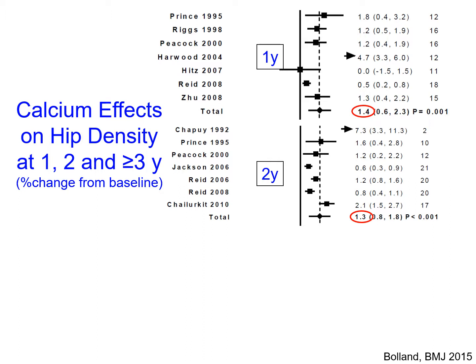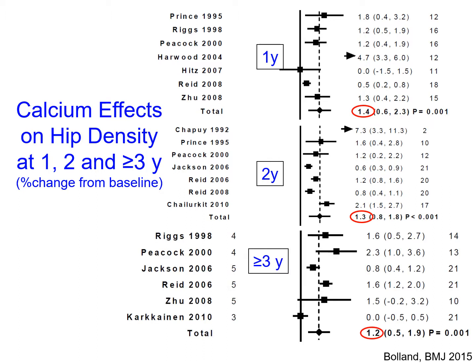But if we then follow on with these studies and look at the data at 2 years, and again these are now changes from baseline, we see that the advantage that the people randomized to calcium have is no different at 2 years than it is at 1 year. So there's this small increase of 1% or so in bone density seen at 1 year, but there's no further advantage at the end of 2 years.